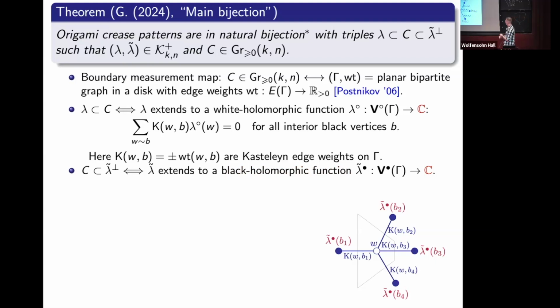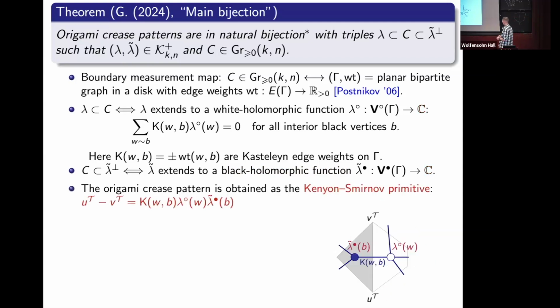So the final step is how do you recover the origami crease pattern from this data. And this construction is what I call the Kenyon-Smirnov primitive. Basically, to define the origami crease pattern, you want to associate a complex number to each face of your graph gamma. And the rule is that for any edge of your graph gamma, the difference across the dual edge is going to be just the product of the Kasteleyn edge weight times the value of the white holomorphic function times the value of the black holomorphic function. So this is a complex number for each edge.